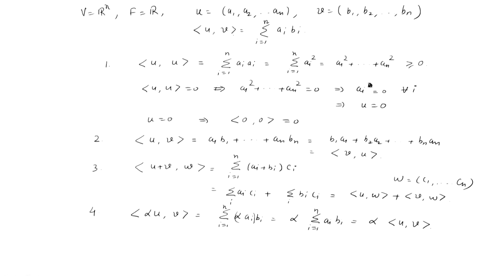So, this defines an inner product, and the vector space over which this inner product is defined, we call that vector space an inner product space. There may be some other ways also to define the inner product over Rn. This is one of the ways we are defining the inner product between U and V.